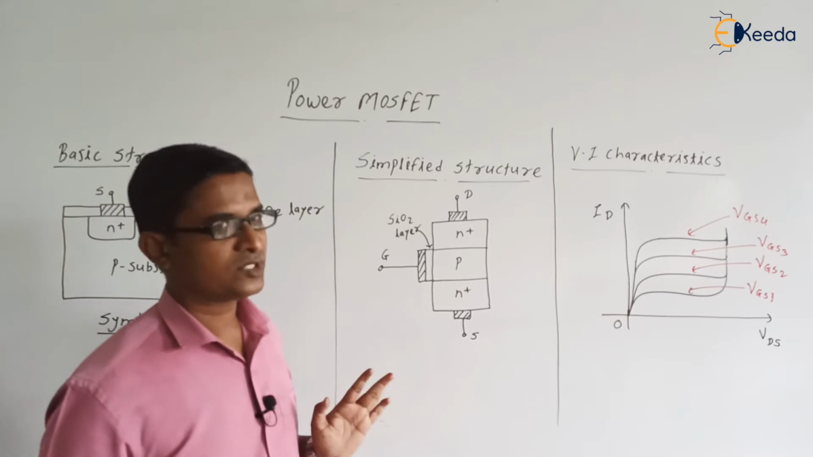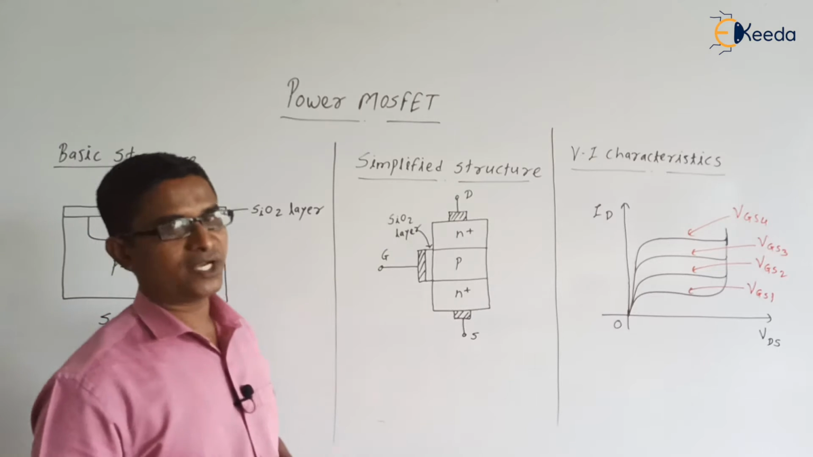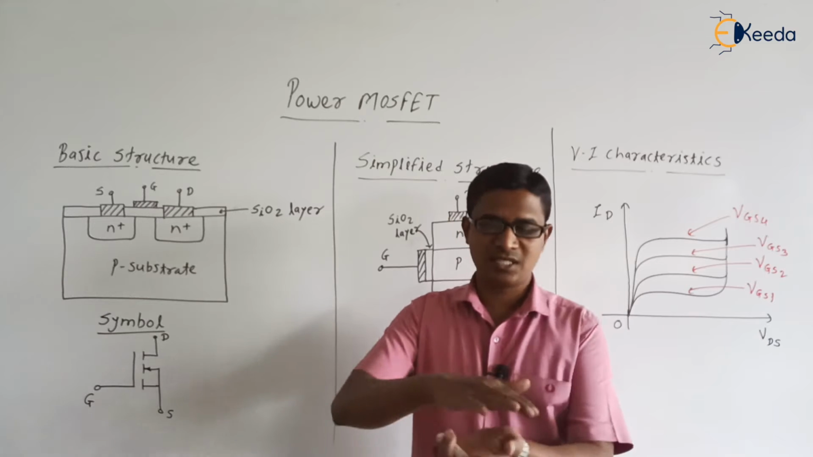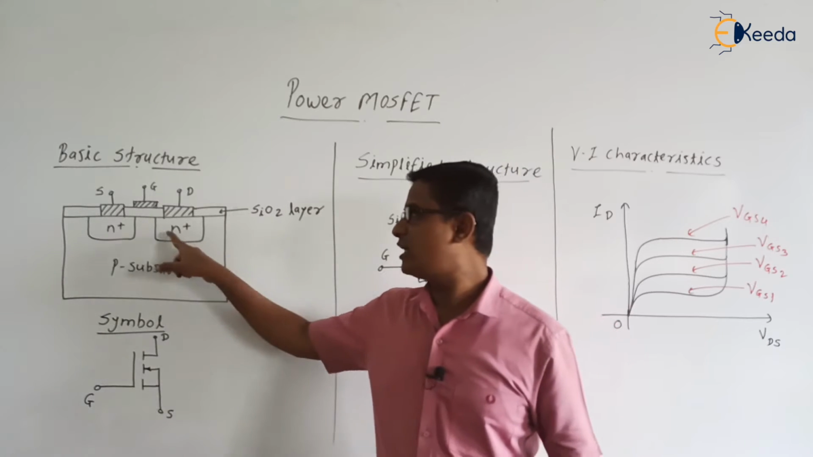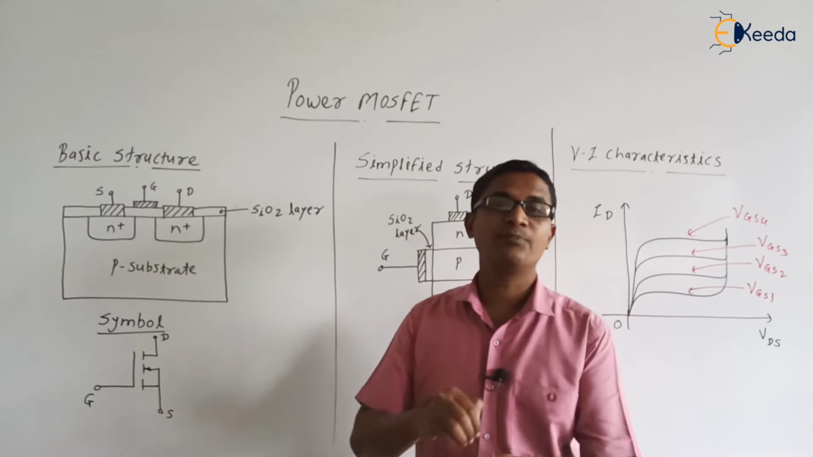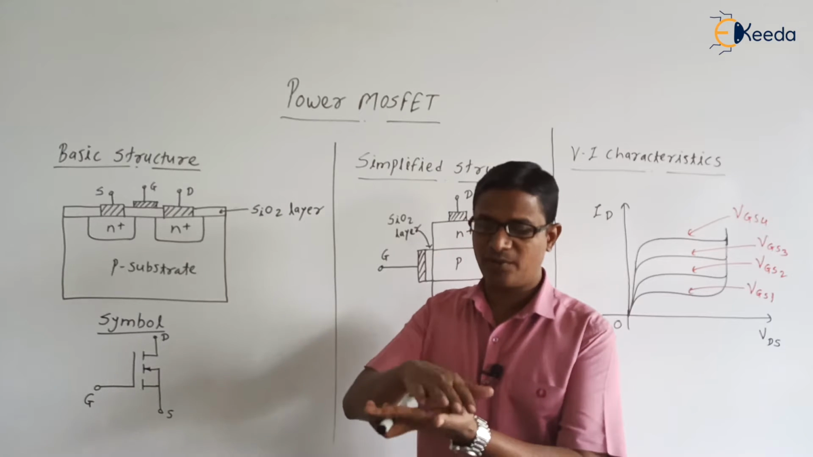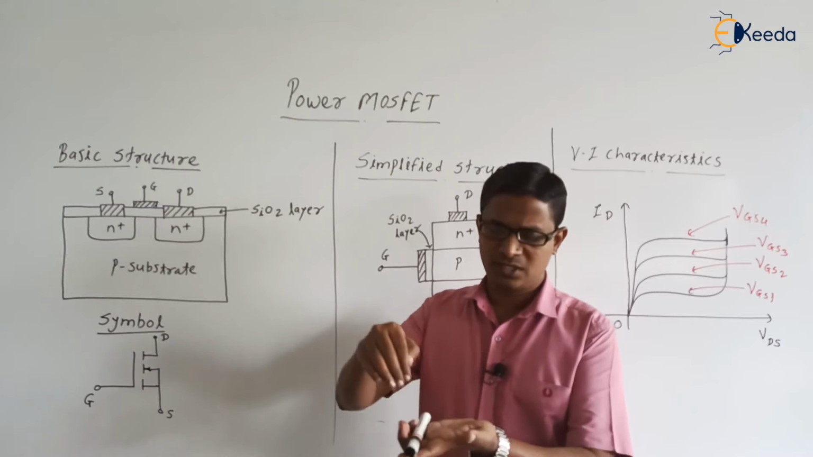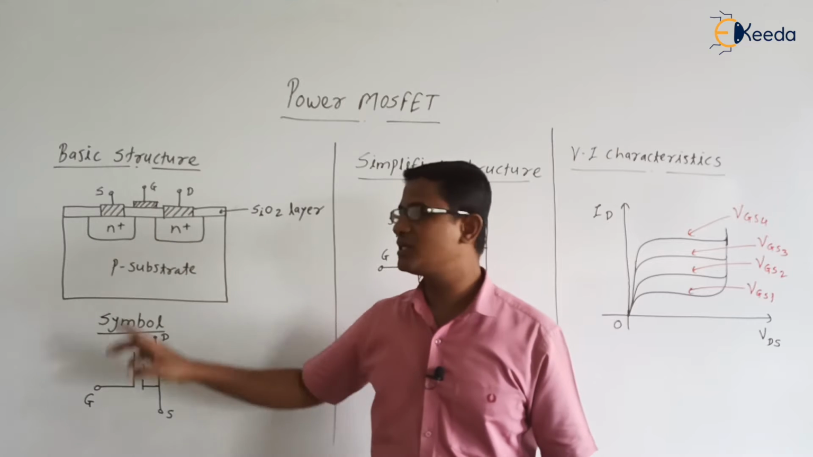Now let us discuss the basic structure of the MOSFET. The MOSFET has a p type substrate, which means a p type body or p type base, into which the n plus layers are diffused. So we have a p type structure as a surface, and onto it the n plus layers are diffused.